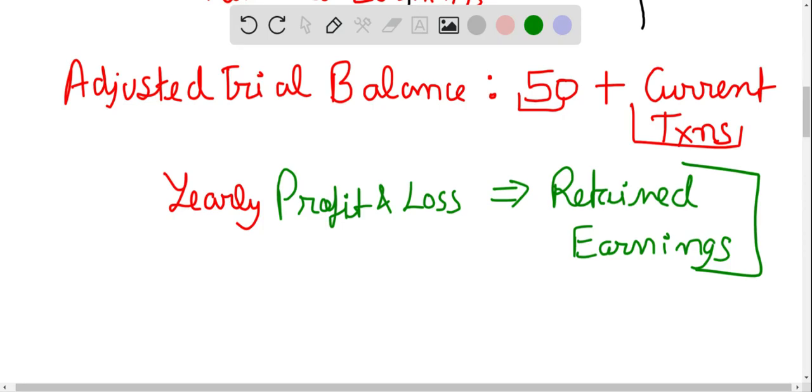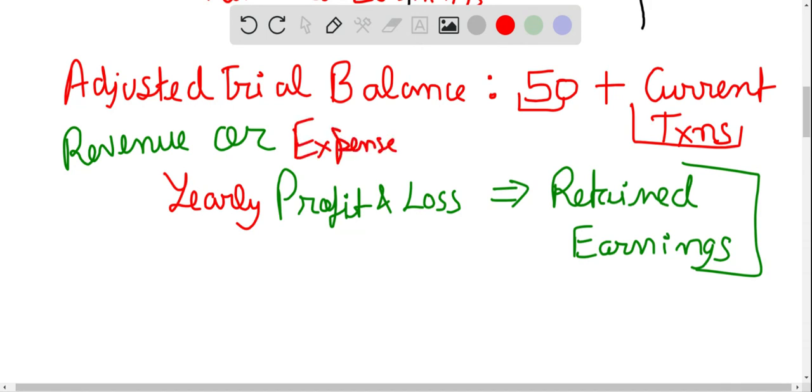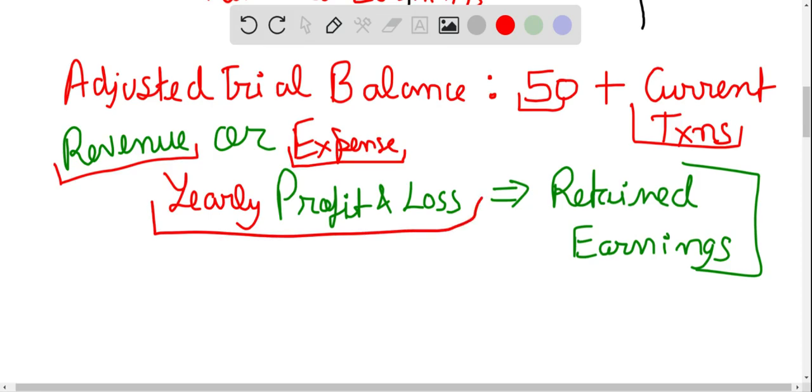Why is that so? Because whatever transactions are missed will be related either to the revenue side or to the expense side. In business, any transaction we encounter will either give us sales or be in the nature of expenditure. So the net effect will be on the profit or loss, which we transfer yearly to retained earnings. That is why retained earnings will also be included in the post-closing trial balance.